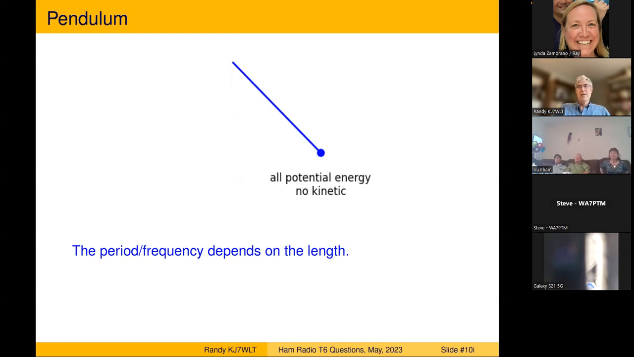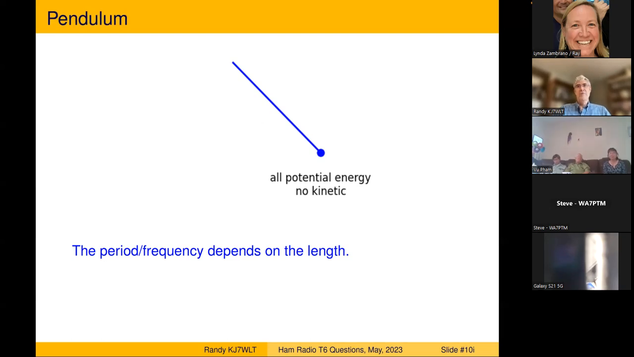So that's sort of how a pendulum works. And it's converting energy between potential and kinetic. And a tuned circuit that's used in radios is similar, but it's converting energy between electric fields and magnetic fields.